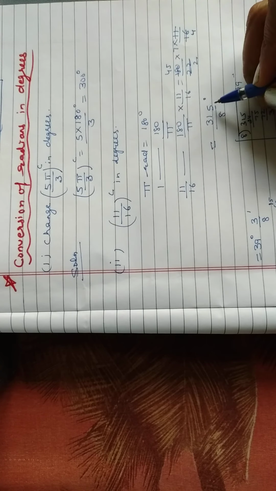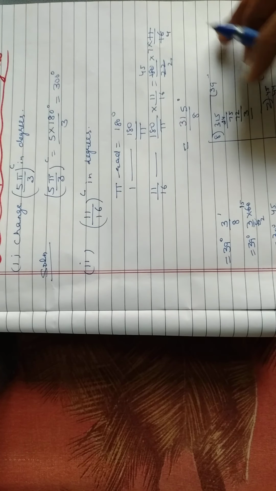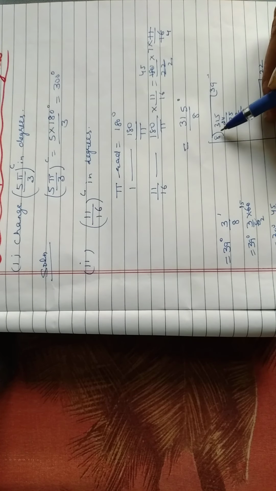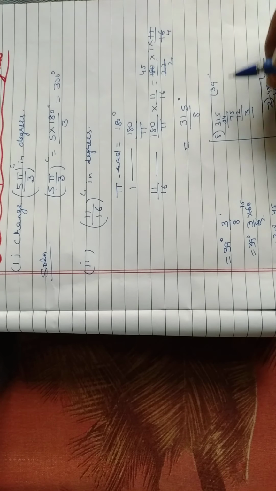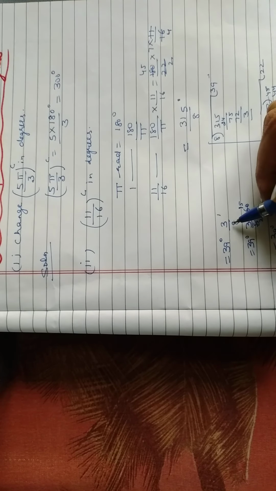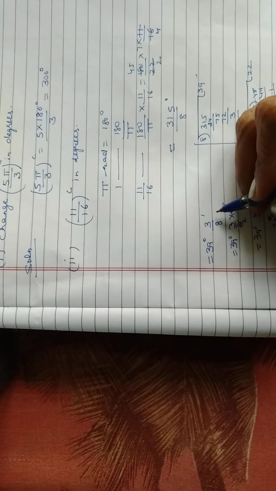Now if you want to change it into degree, minute and second, what will you do? You will divide 315 by 8. So when you will divide, your quotient will be 39. So these are complete degrees, 39 degrees. And what is left? 3 by 8. Clear? So 3 by 8 degree will be left.